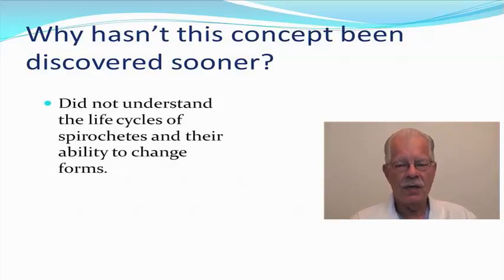Well, the reason is that we didn't understand the life cycles of spirochetes and how they're pleomorphic. They have at least 4 different forms, and we only recognize 1, maybe 2 of these forms. At least clinicians don't recognize these forms. There have been research articles on all these forms for many years, but evidently clinicians don't read the scientific literature, otherwise this would have been known a long time ago.